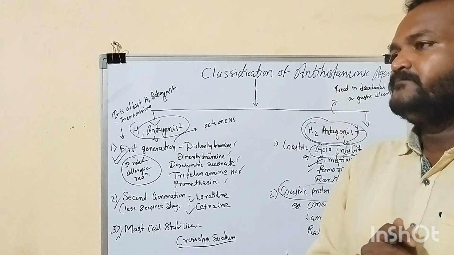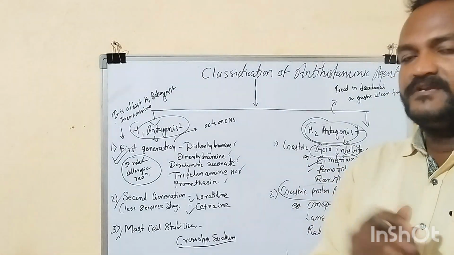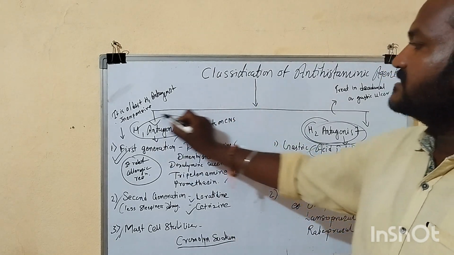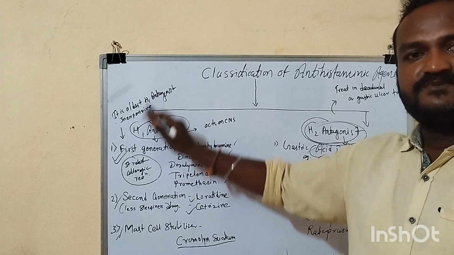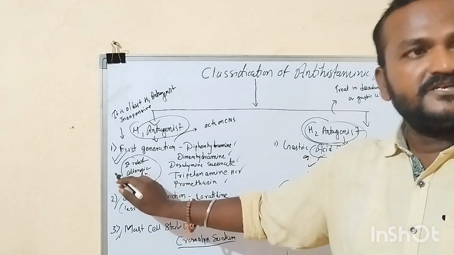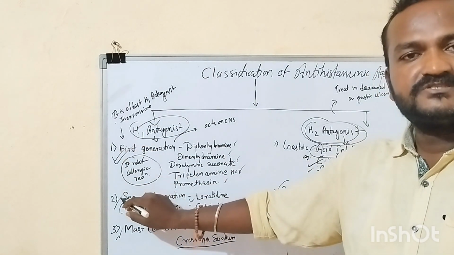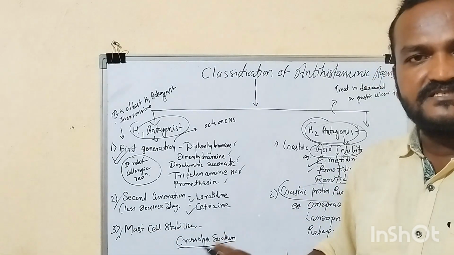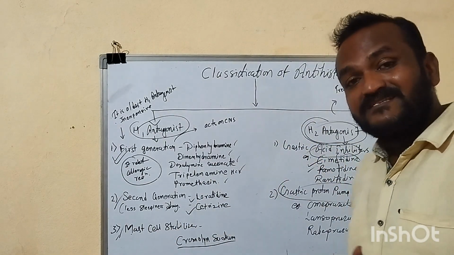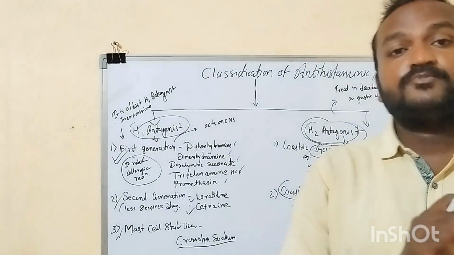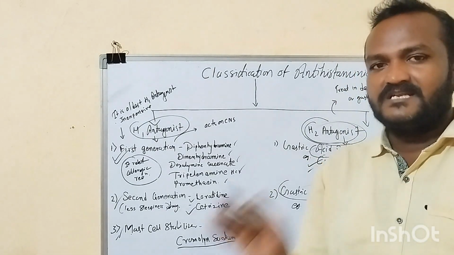A simple way to understand it is that there are only H1 antagonists and H2 antagonists, then further classifications. Under the H1, it's first generation, second generation, and mast cell stabilizer. Under the H2 antagonists, it is gastric acid inhibitors and gastric proton pump inhibitors. So this is the classification.